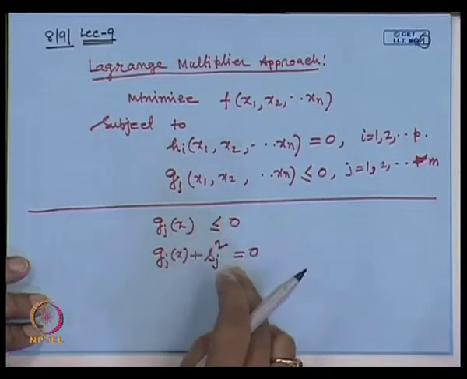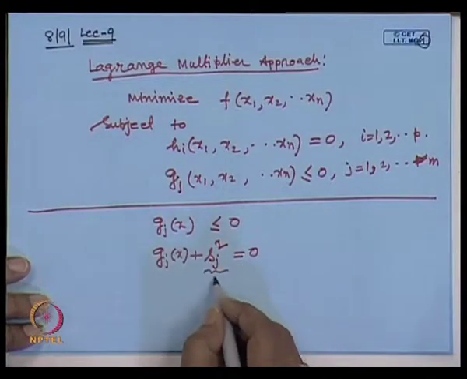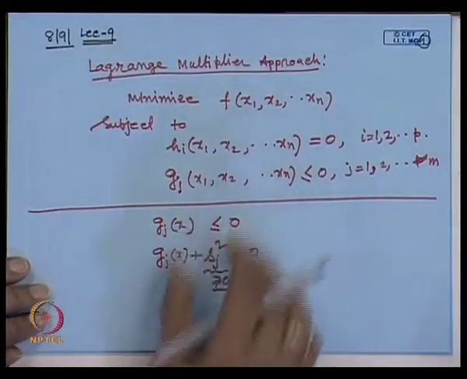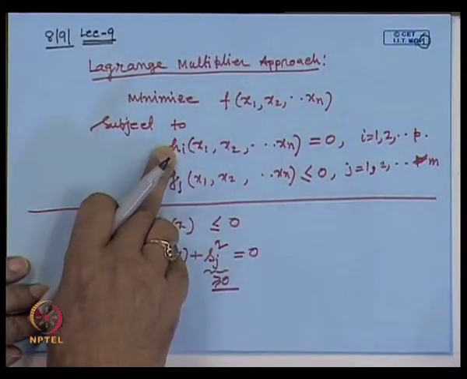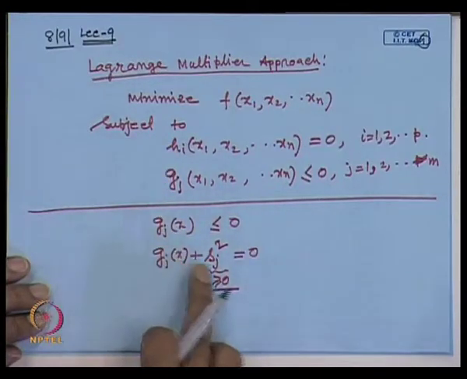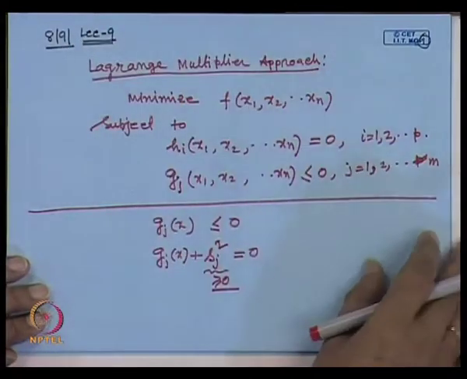This inequality constraint I can convert into an equality constraint by adding some variables s j square, where this term is always greater than or equal to 0. So, this inequality constraint I will convert into an equality constraint this way, introducing some variable s j square. Now, you see our problem is reformulated like this.